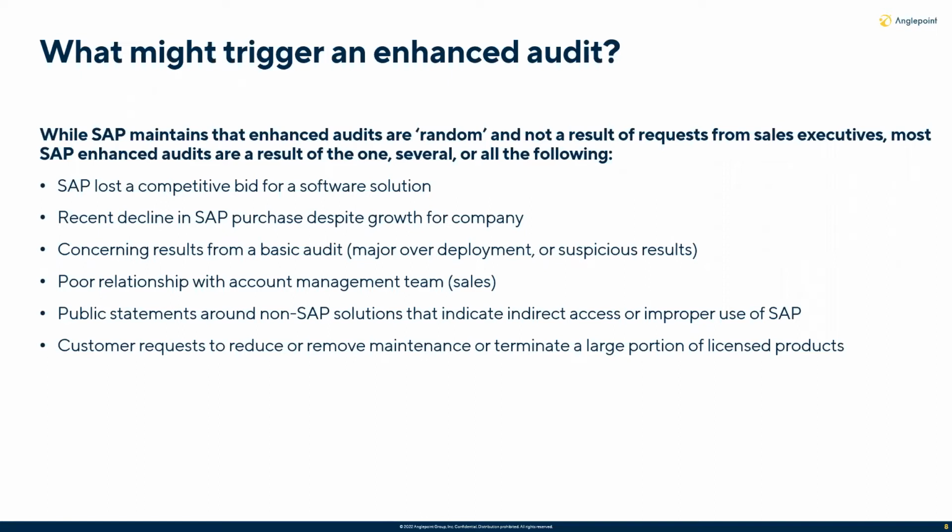And then customers request to reduce, remove maintenance, or terminate a large portion of their licensed products. So again, SAP would look at that and say, how is that even possible? Your organization's growing. Why do you want to terminate? What's going on? There's no way that's possible. Let's do an enhanced audit to see if there's something more here, that maybe the customer's misunderstanding how to use their licenses. So again, SAP maintains enhanced audits are random. There's no relationship between sales and auditors. In our experience and what we've collected from our customers, these are some of the reasons that enhanced audits are kicked off. Take it for what it's worth.